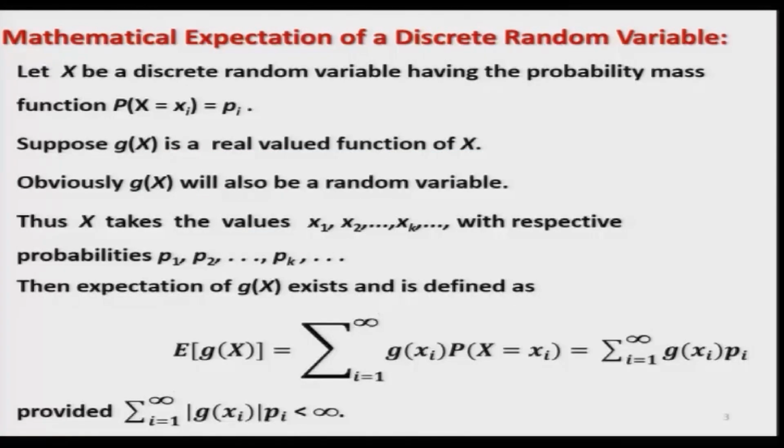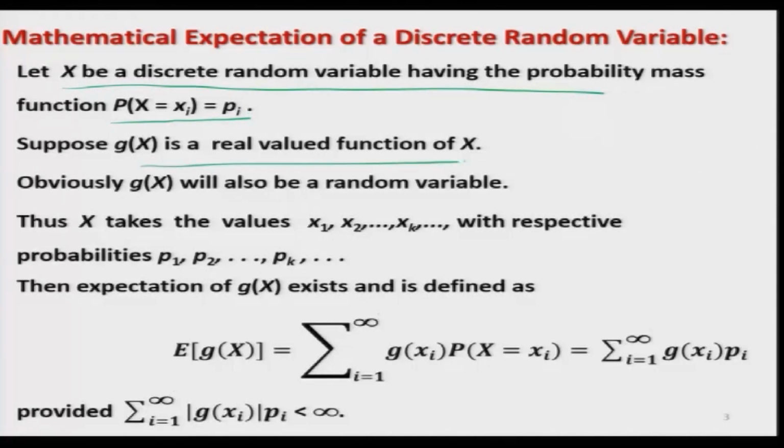A similar definition also holds for the discrete random variable. Let capital X be a discrete random variable with probability mass function, say probability of X equal to xi is equal to pi, and suppose g(X) is a real valued function of the random variable X. This is also a random variable, and in this case the random variable X takes the values x1, x2, dot dot dot xk, and the corresponding probabilities are p1, p2, pk respectively.